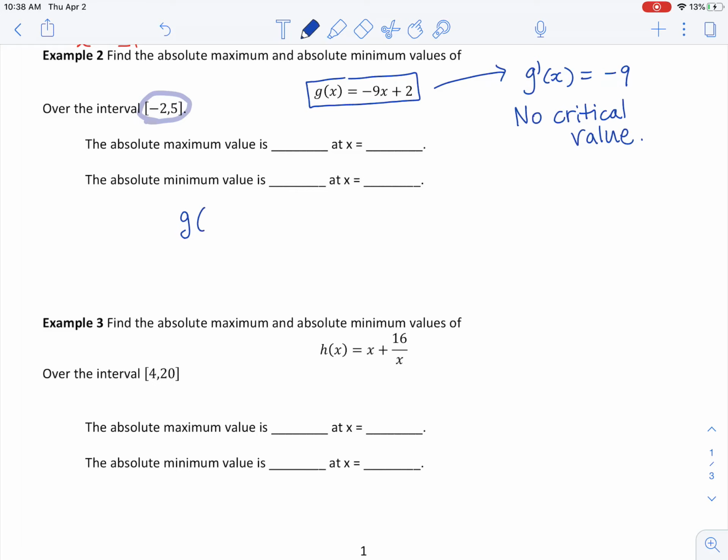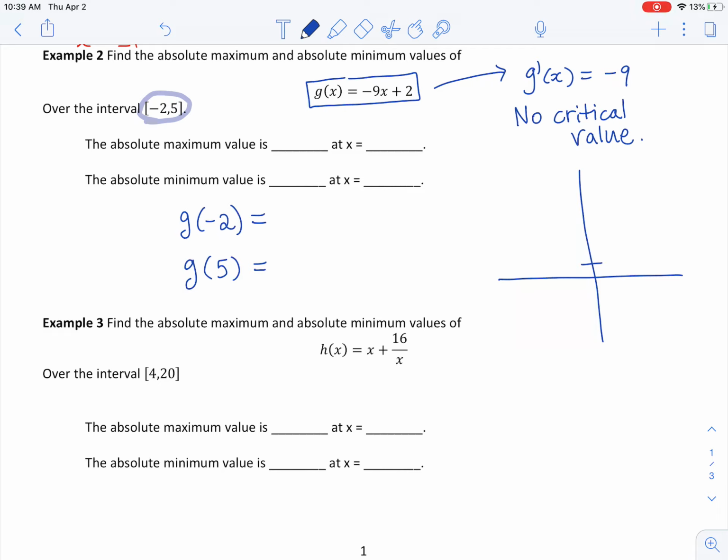So guess what? What we're just going to do is check the endpoints, okay? So all you have to do is find g of negative 2 and g of 5 and compare who is bigger. Sometimes this happens if you don't have any critical values, like any local minimum or local maximum in between these two given endpoints, then we're just going to have to go with the endpoints. And there's nothing wrong with that.